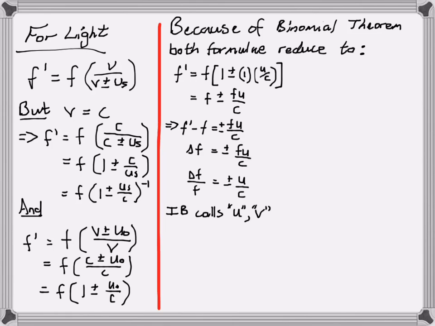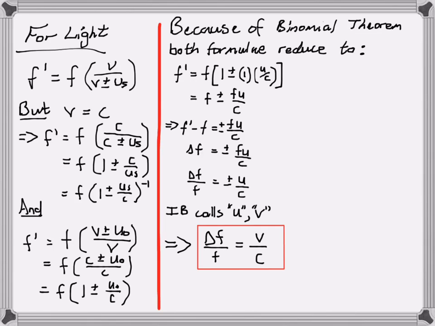Now, u is the speed of the source or the speed of the observer. But it really amounts to the same thing. It amounts to the relative velocity between the source and the observer. Okay, so the IB calls u v. Now this can be kind of confusing because usually when we're talking about v, we're talking about the velocity of the wave. But in this case, v is the relative velocity between the source and the observer. So therefore, if I replace u with v, I can say delta f divided by f is equal to v over c, and I'll put that in the box.